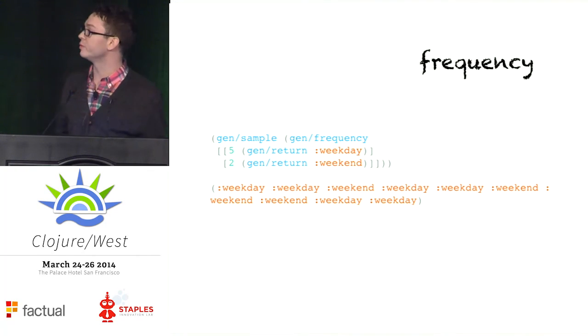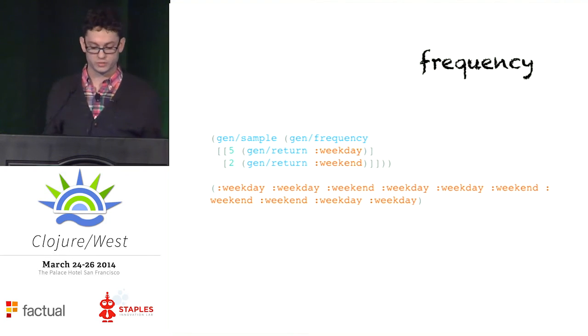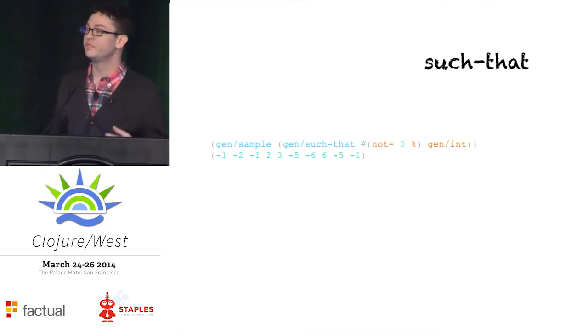We can apply a frequency to that. So 5 out of 7 times we can return weekday, 2 out of 7 we can return a weekend. So we can actually control the distribution of these as well if the default uniform distribution doesn't make sense for our application. We can filter the values.